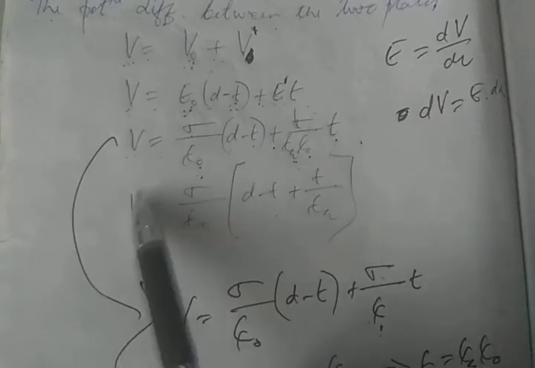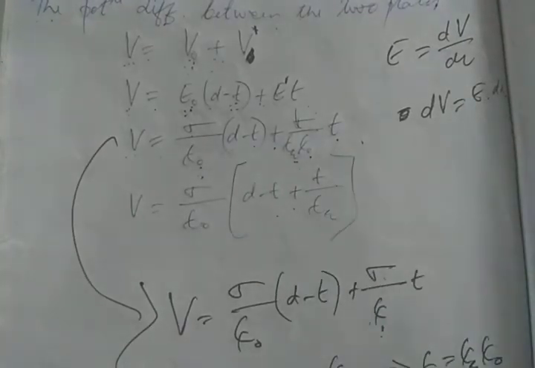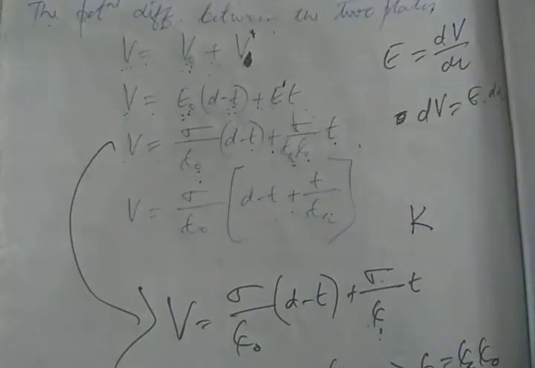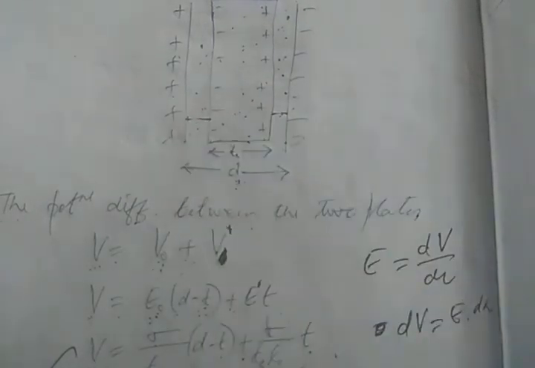thereby giving me V is, taking sigma by epsilon naught common from these two terms, sigma by epsilon naught inside the bracket, what I get is D minus T plus T by epsilon r. In your book you might see the dielectric constant or relative permittivity denoted by a capital K. All right, so this is the potential difference between the two plates of the capacitor when you have a dielectric slab of thickness T, which is less than D, placed between the two plates.